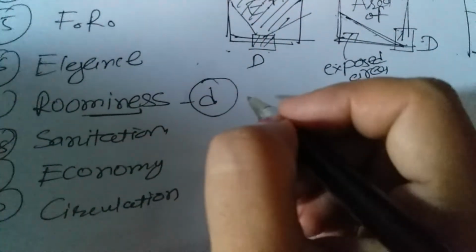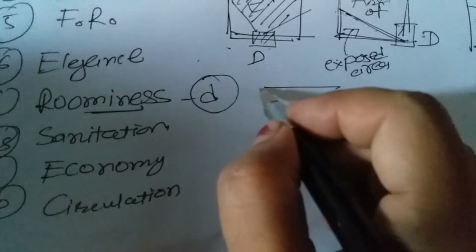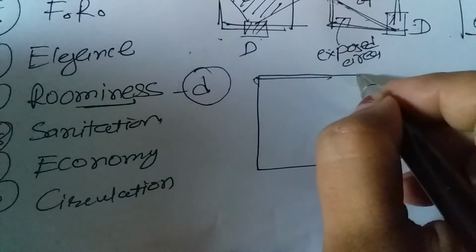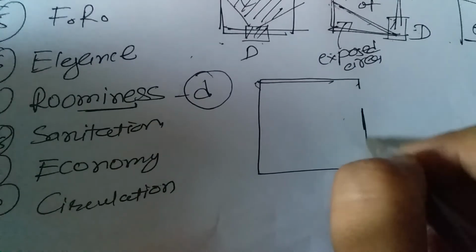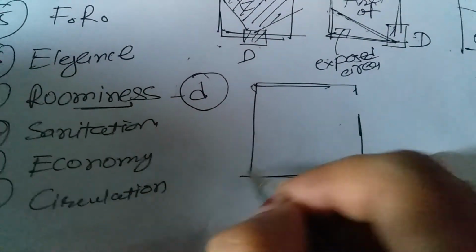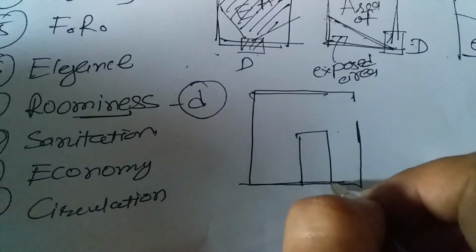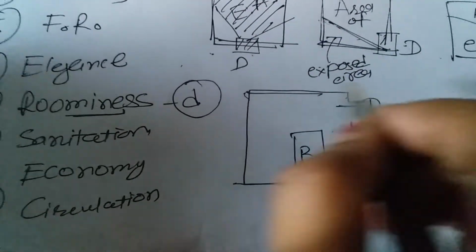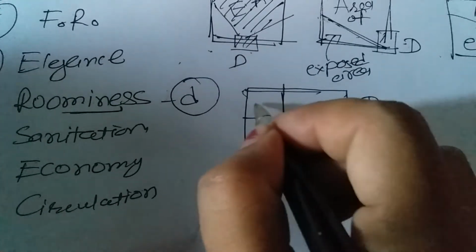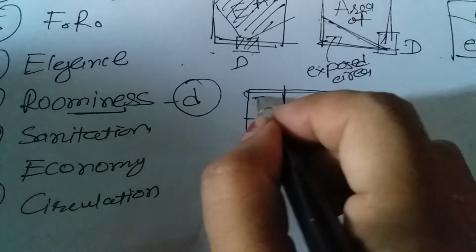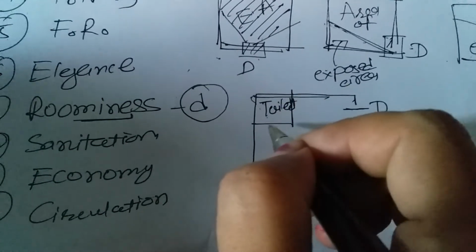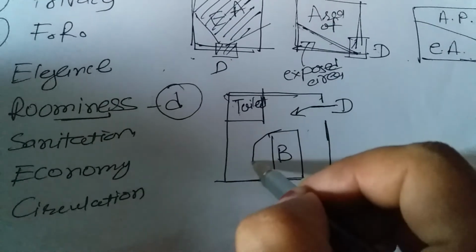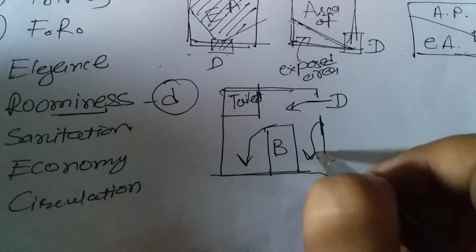For example, if I take the example of a bedroom, see here, this is the bedroom. If I put the bed here, this is the entrance of the bedroom, meaning the door is here. Here is the toilet block attached to the bedroom. So the person can enter from here and use this space and this space.